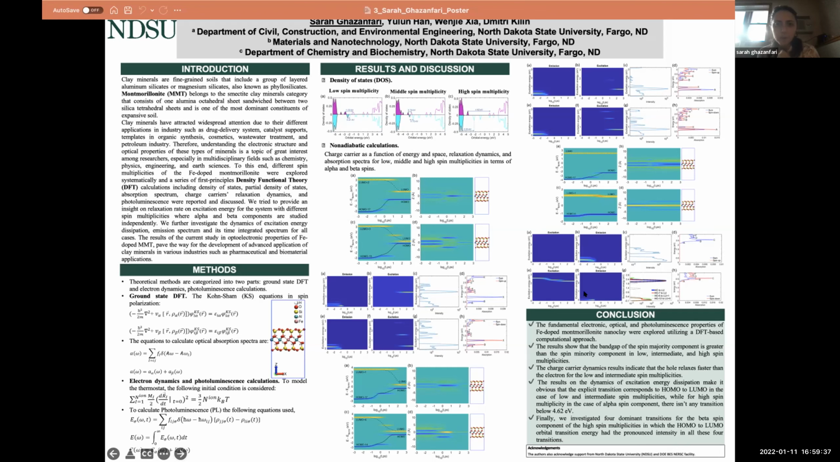For the high spin multiplicity, for the beta component, we took a look at several transitions, which again shows that all of them have the highest intensity in the HOMO to LUMO transition. And overall, for the conclusion part, I mentioned the most important findings that we found.